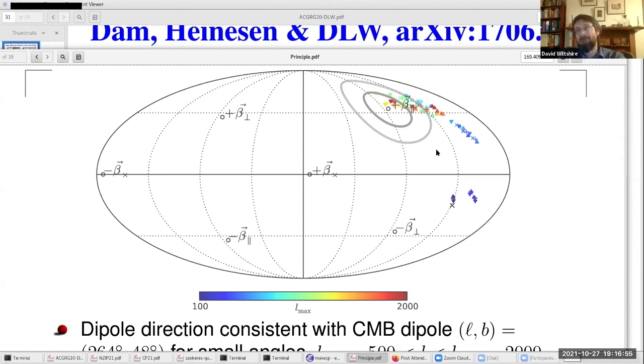Right. So this is the one that is moving towards the dipole, because more and more power from the Doppler boost is adding up when you take this bin window of 500 to 2000. This is the analysis that I did while I was at IUCAA, so I know this analysis.